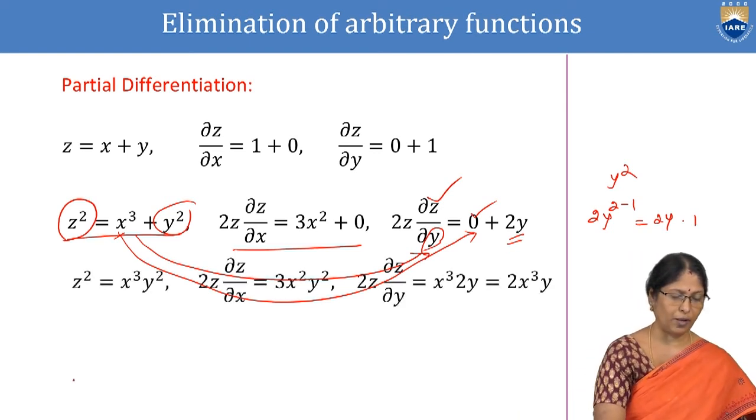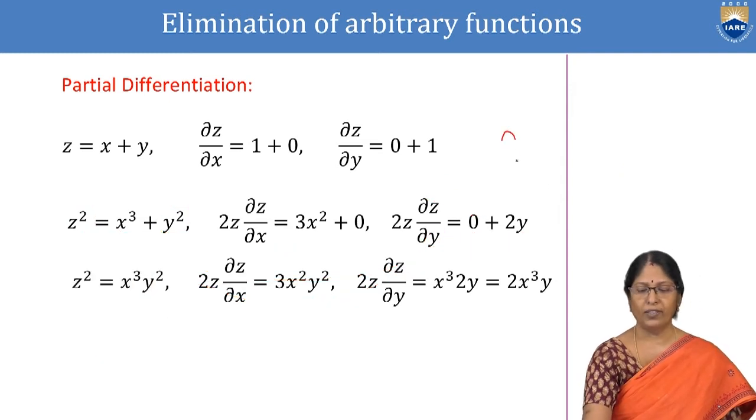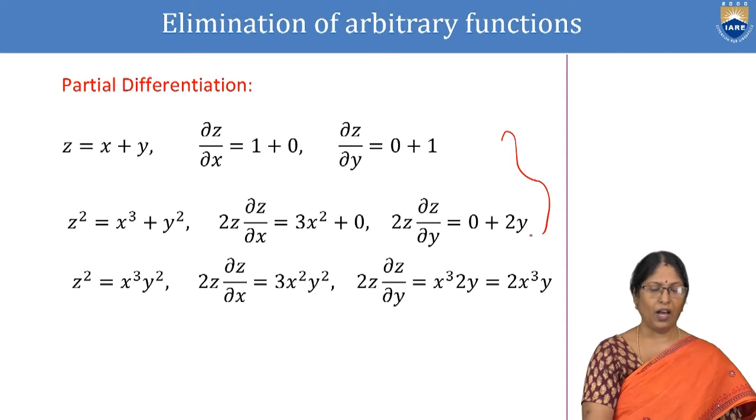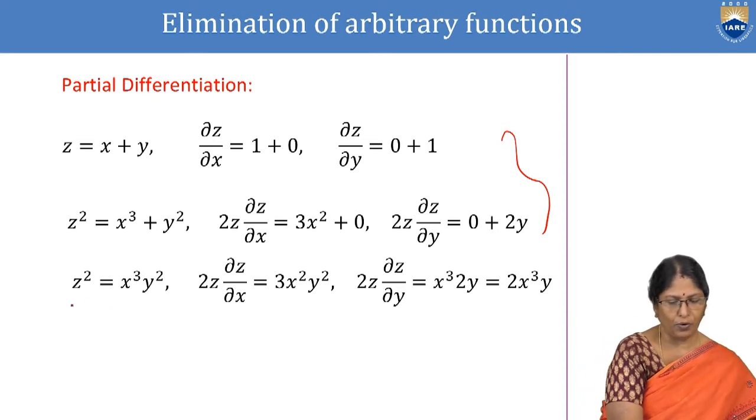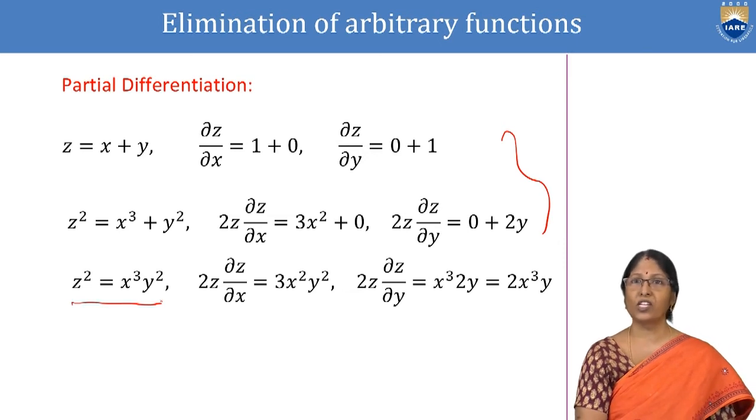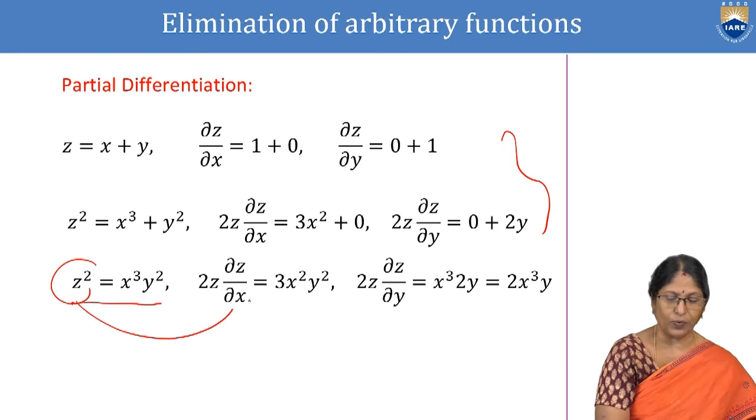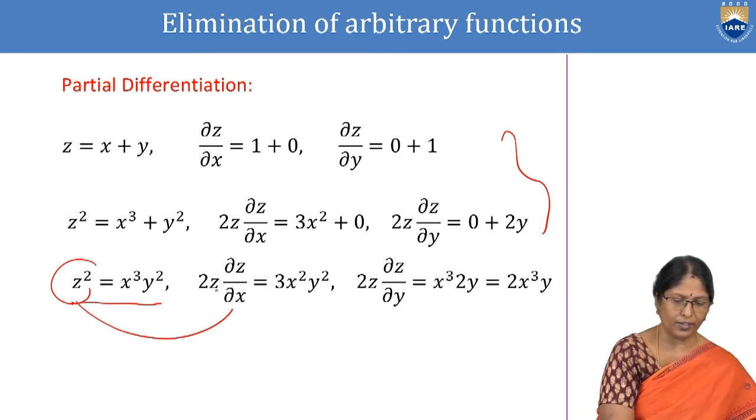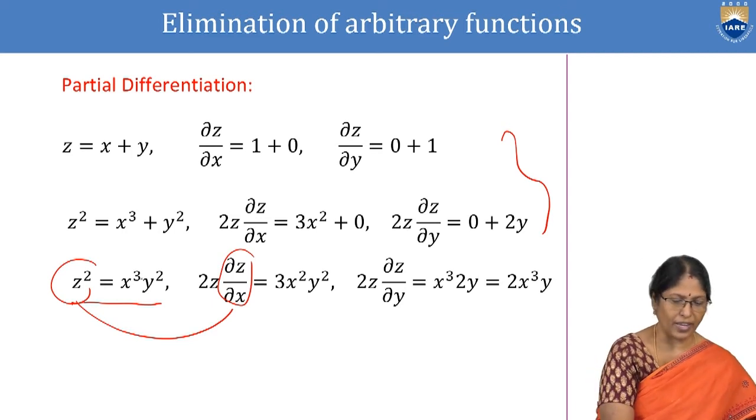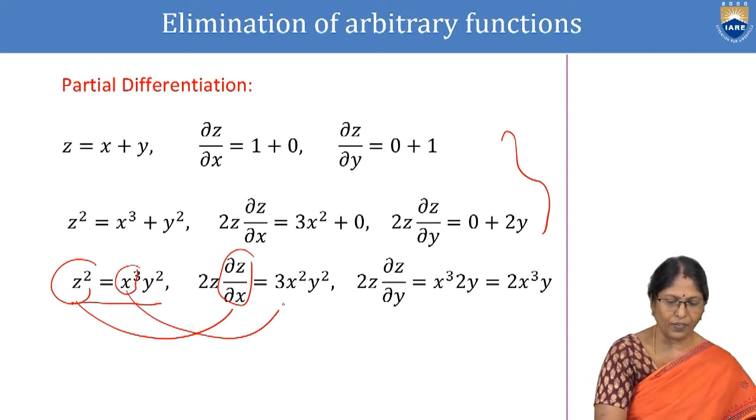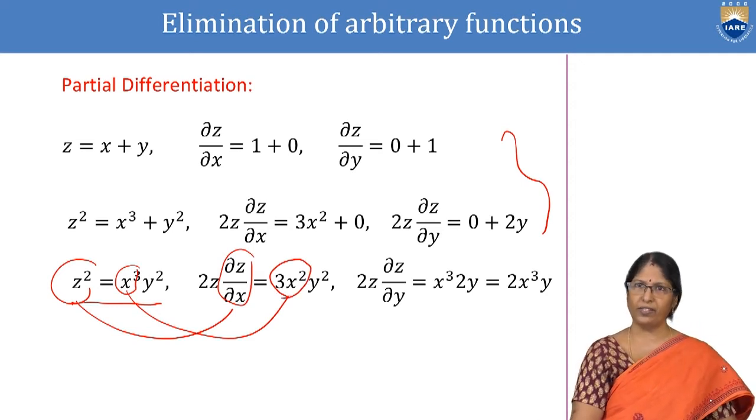So the third example also we can see it. It is different from these two examples. Now z square equal to x cube y square. We will do first partially with respect to x. Here the left side, it is very clear. 2z, z differentiation is dou z by dou x. Then x cube, the differentiation is 3x square, which is already explained in the previous example.